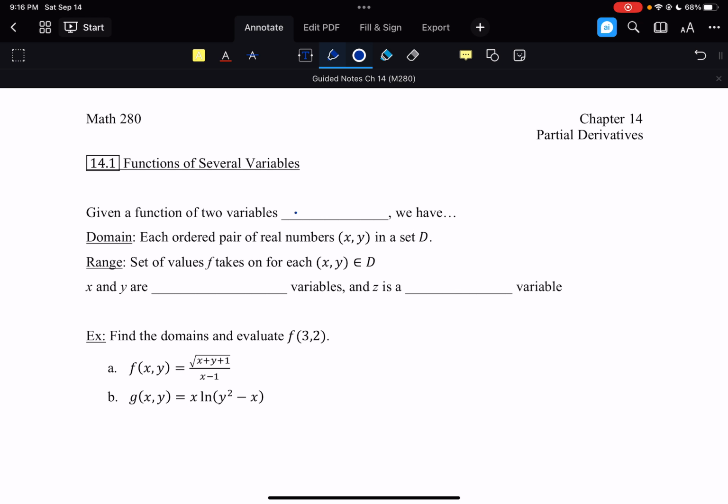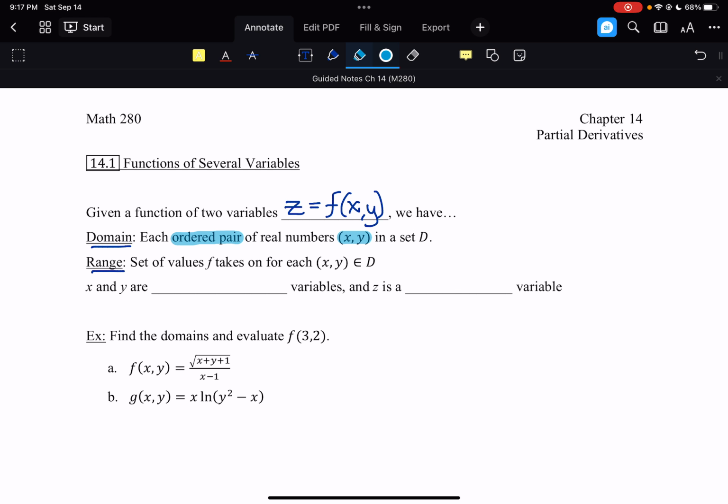So given a function of two variables, we're going to have z is a function of x and y. So z equals f of x, y. We still have a domain and a range. So the domain is every ordered pair of real numbers, x, y, in a set D. And the range is the set of values that f takes on for each of those ordered pairs.